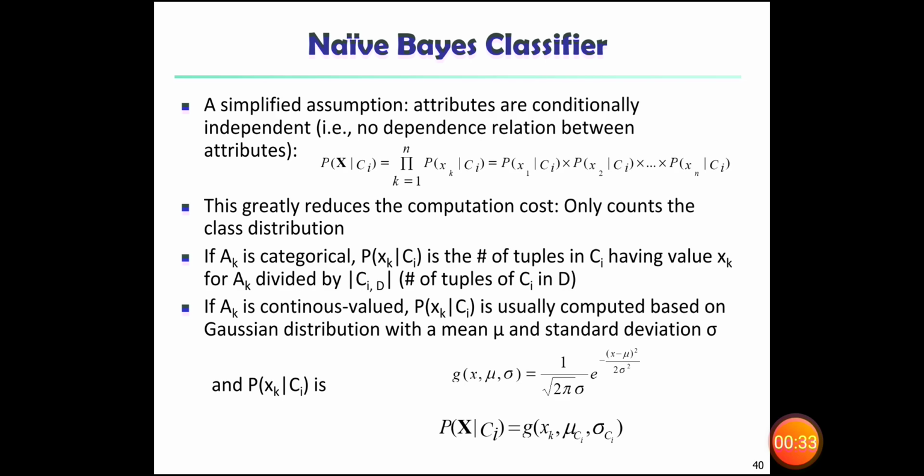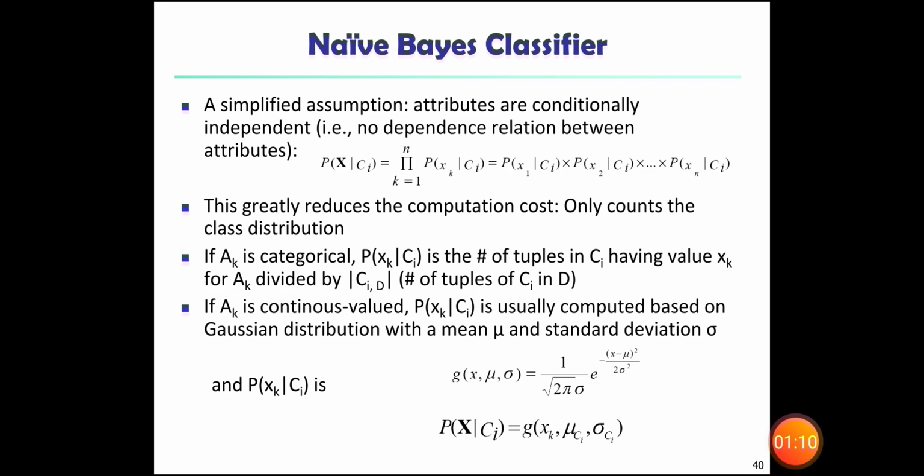So this can be defined as P of X given Ci equals the product from k equals 1 to n of P of xk given Ci, which is P of x1 given Ci times P of x2 given Ci times so on up to P of xn given Ci. So this can be generally defined. This greatly reduces the computation cost, as it only counts the class distributions.